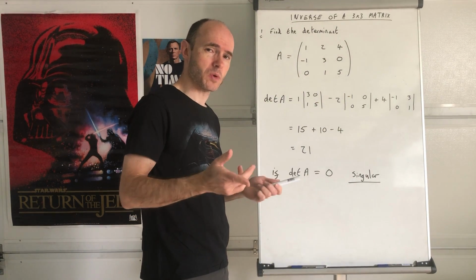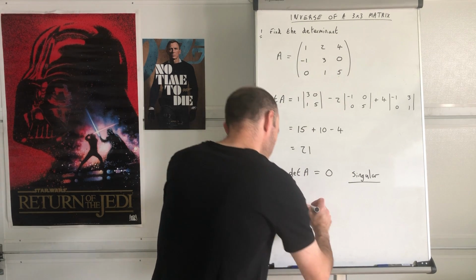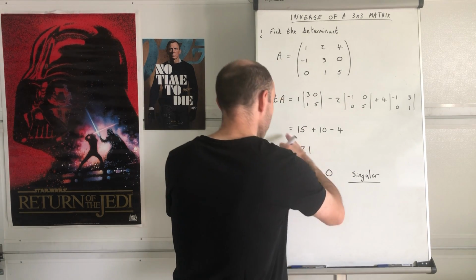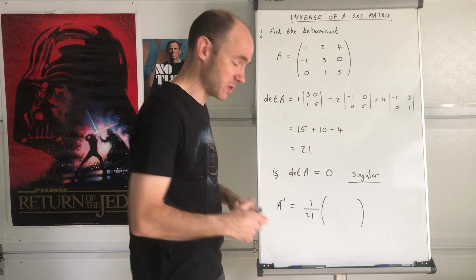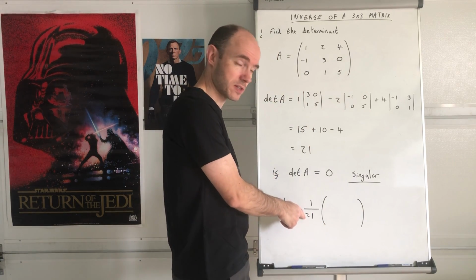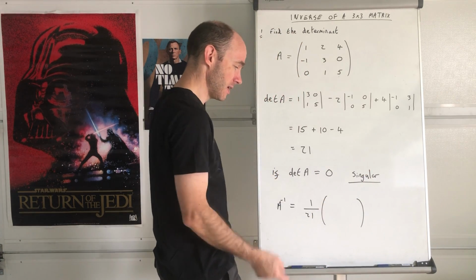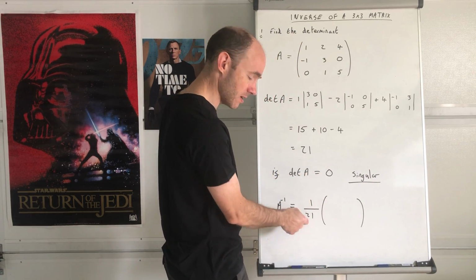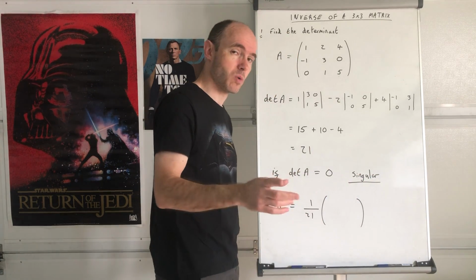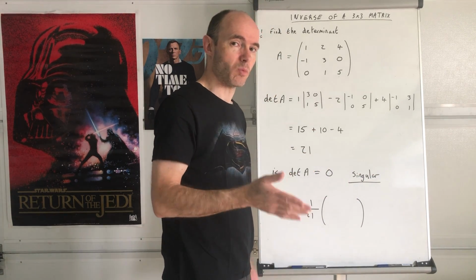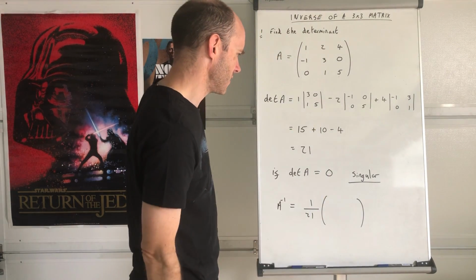Because remember, what we're going to do at the end, when we have our inverse matrix, is write the inverse of A is 1 over, and it's going to be 21. That's what our inverse is going to look like. We divide by the determinant first, and then we have the actual matrix. And if the determinant is 0, obviously you can't divide by 0, it's undefined, and the matrix is called singular. So that's why I'm reminding you why you should do this first. Step 1, find the determinant, just to see if it's singular or not.